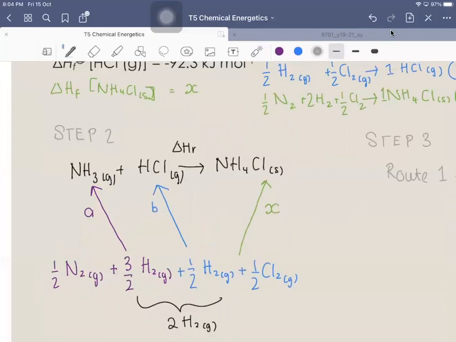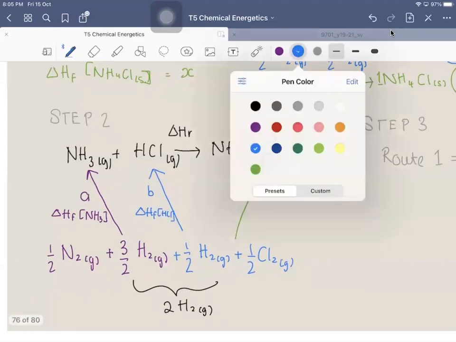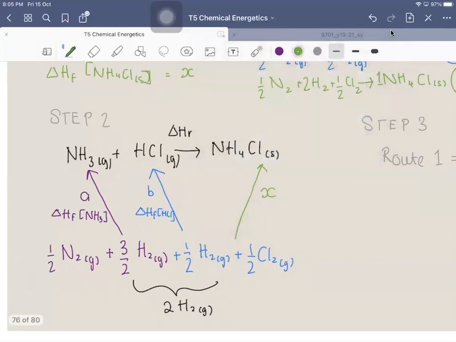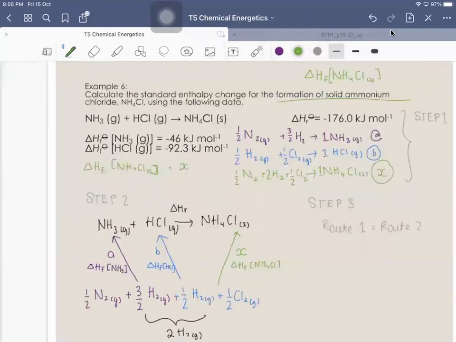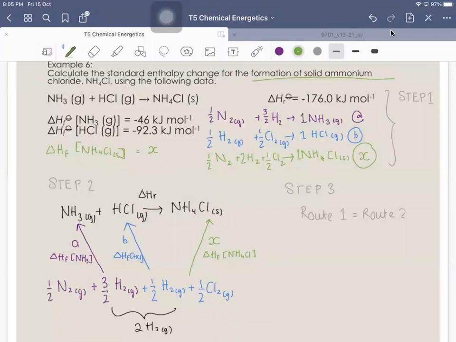Let me just add in the labels. A is represented by delta HF of ammonia. Equation B is delta HF of HCl. Equation X is what we're going to find, which is delta HF of ammonium chloride. And for HR, there is no specific name for the enthalpy change of the reaction between ammonia and hydrogen chloride gas to form ammonium chloride solid. But remember, delta HR is represented by -176.